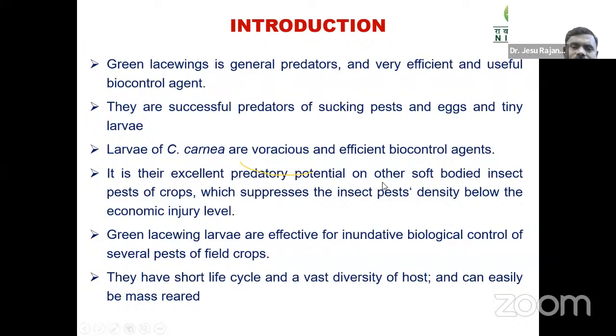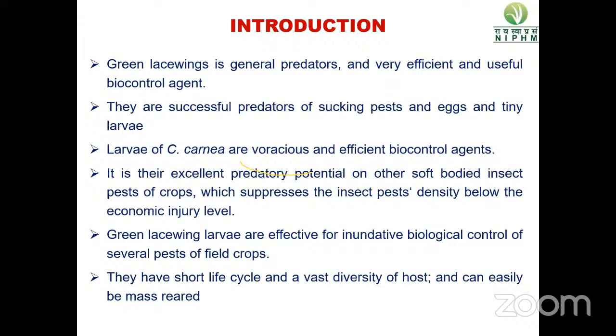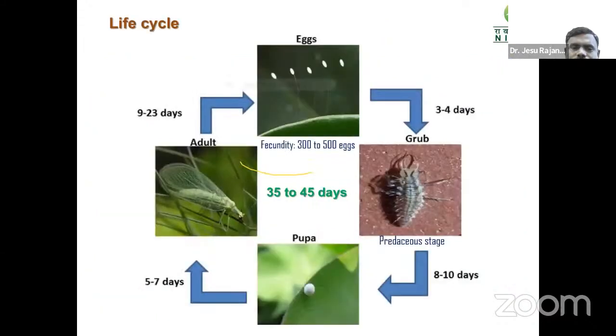In the publications, it is mentioned for all sucking pests: thrips, mites, jassids, everything. But frankly, I'm telling you this predator prefers aphids only. Suppose the aphid population is not there, it may feed on other insects also.